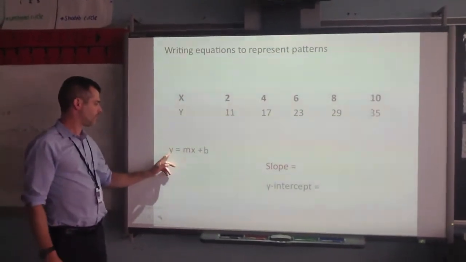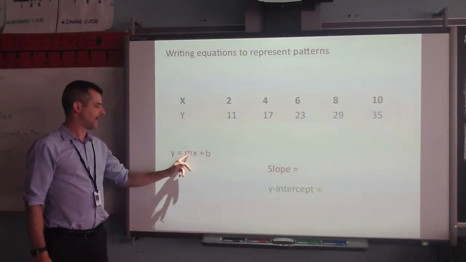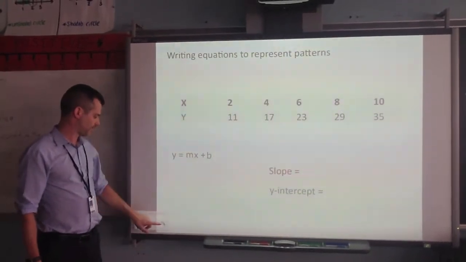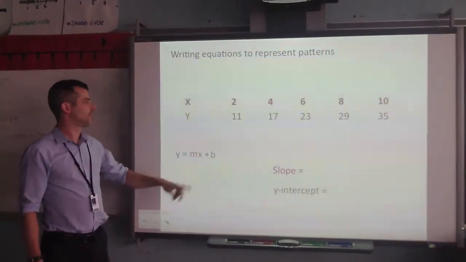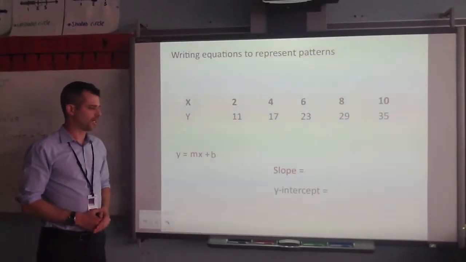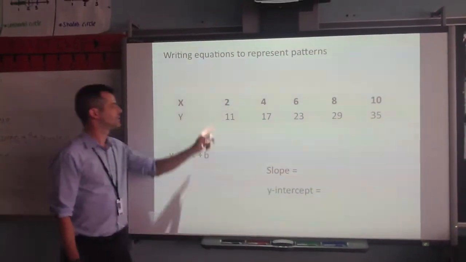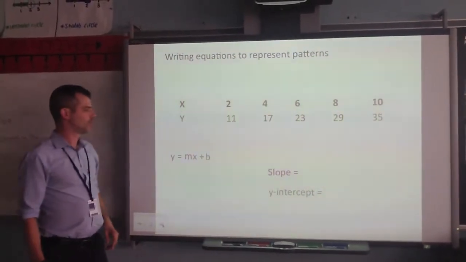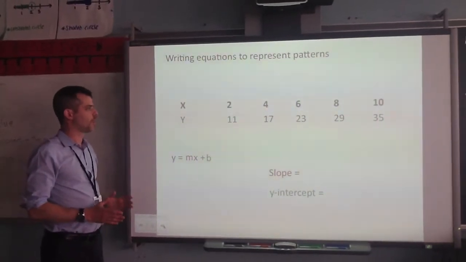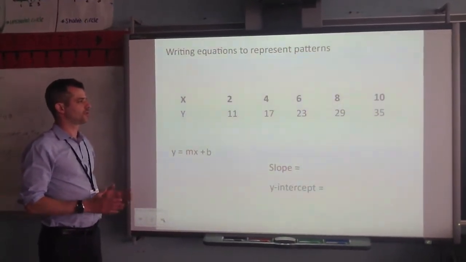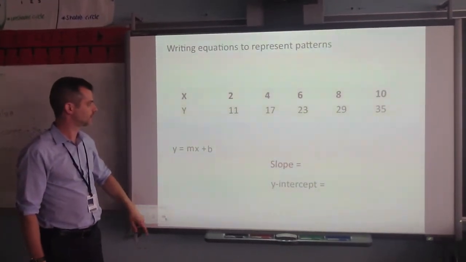Now remember what we've learned all year about linear equations. We have y equals mx plus b. We know that m is equal to our slope and b is equal to the y-intercept. So if we can find the slope and the y-intercept from this pattern, we can then find an equation. The first thing we're going to do is find the slope. And remember, our slope is our change in y divided by the change in x.